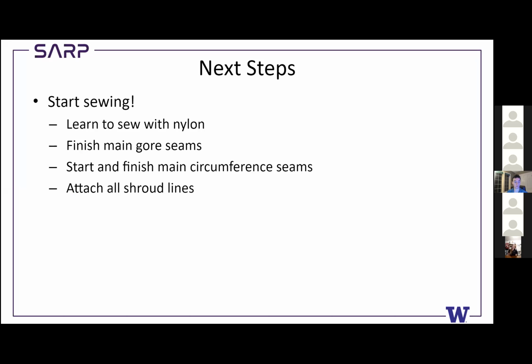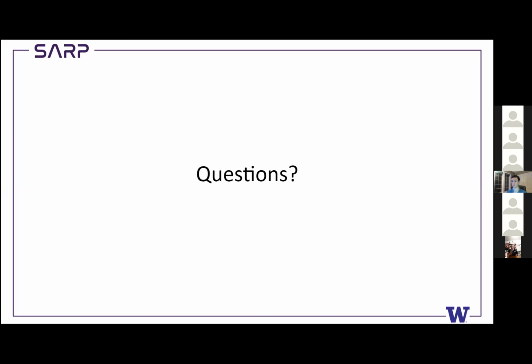Next slide. Next, we intend to start sewing as soon as winter quarter starts, as soon as I can get all of the materials onto campus. We'll start with practicing sewing with nylon, then finishing the main gore seams, then finishing the rest of the sewing on the main, and then attaching all the shroud lines. All right, any questions?